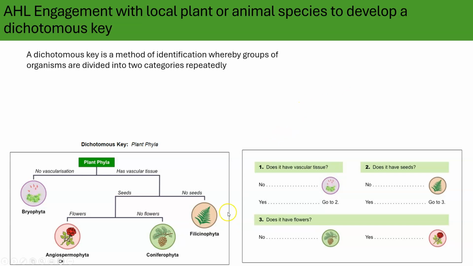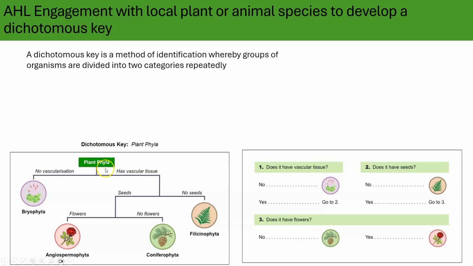So here we have an example of plants. We have 4 main phyla of plants: the Bryophyta, the Filicinophyta, Angiospermophyta, and Coniferophyta. And these have different types of traits that we use to classify them. Most keys use the hierarchical taxonomy system from Linnaeus. For example, the first question we can ask ourselves to determine which plant phylum our species of interest belongs to would be looking at whether it has vascularization.